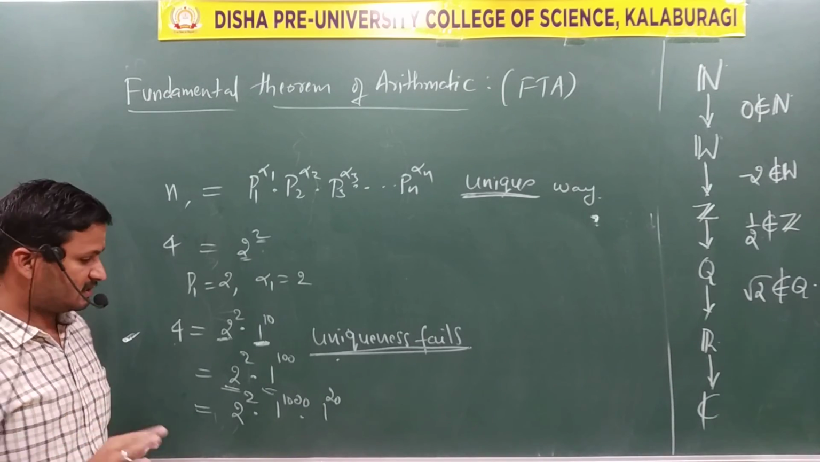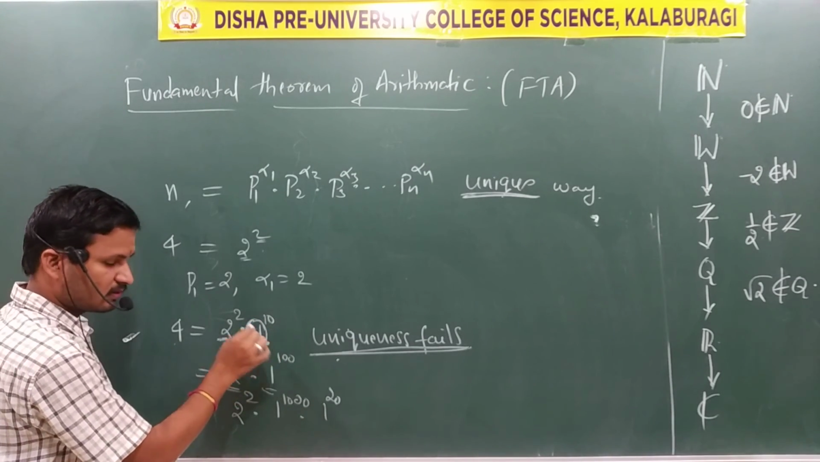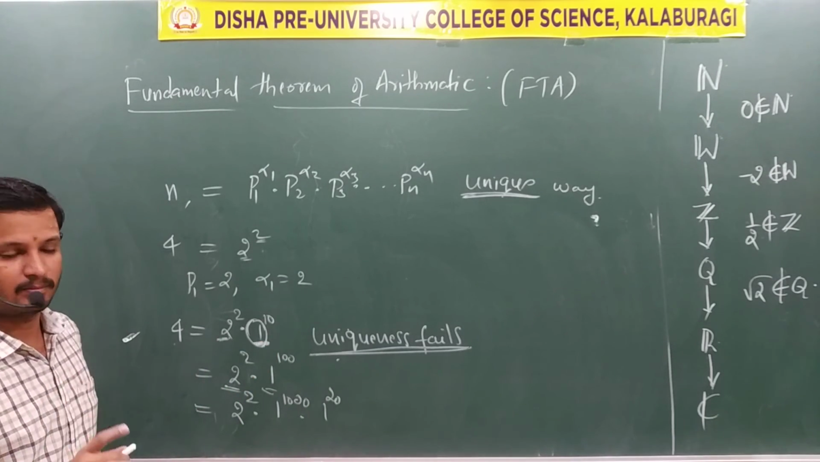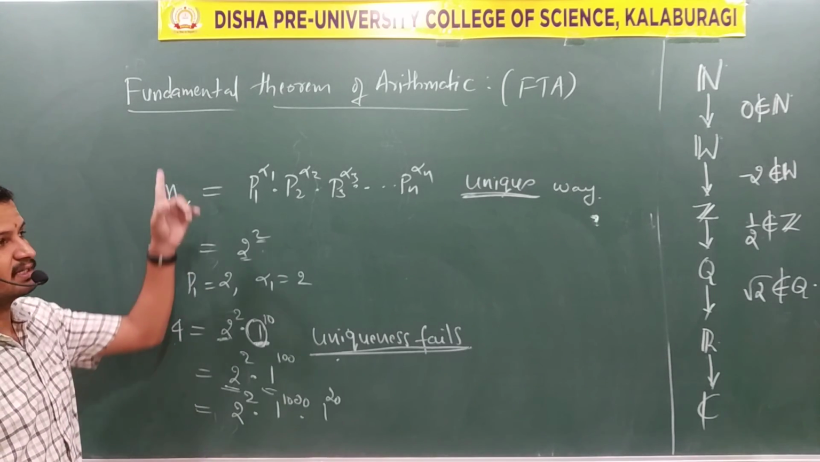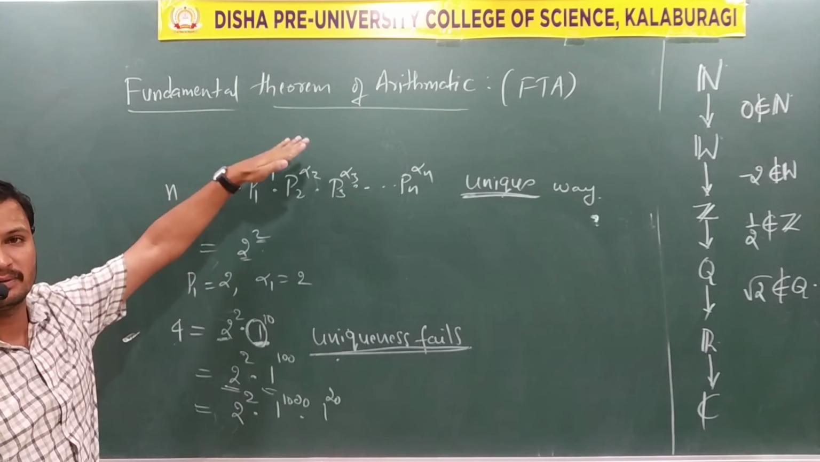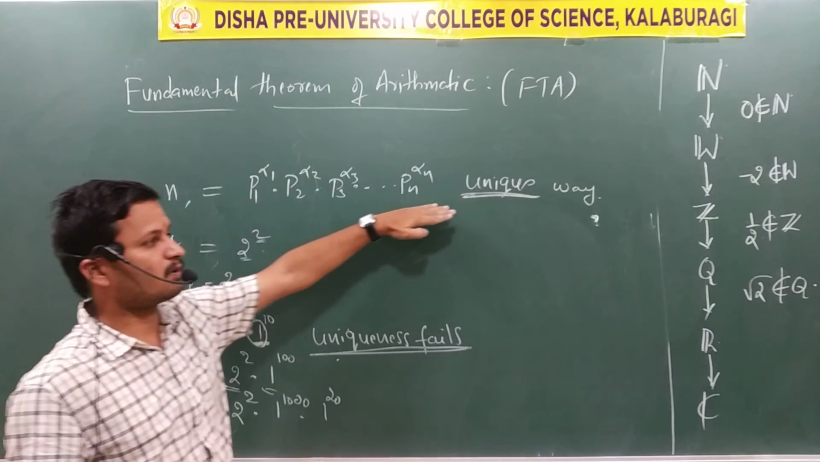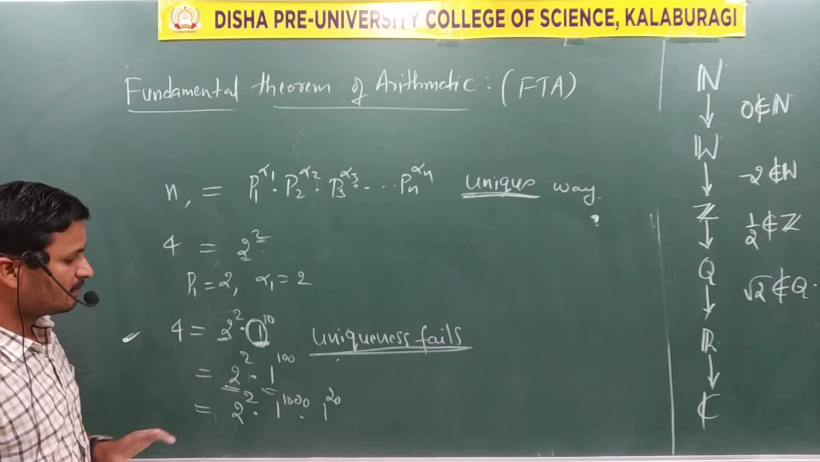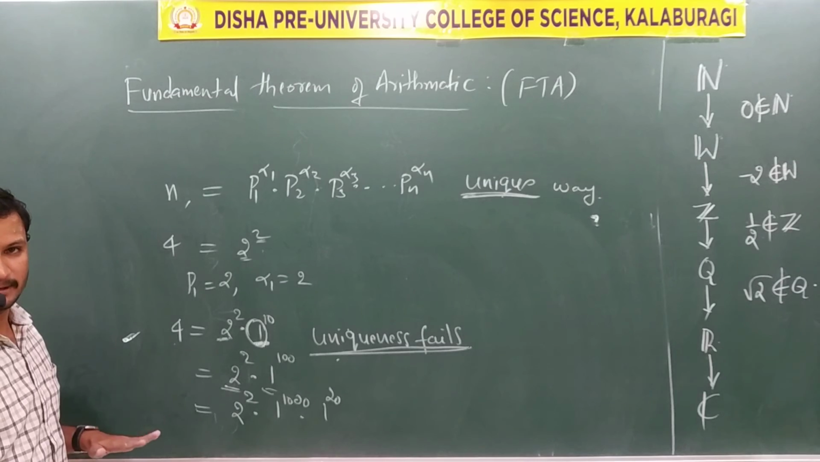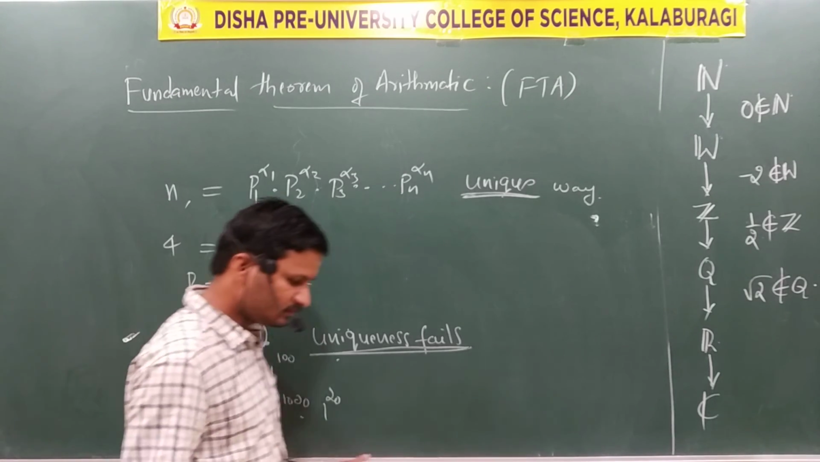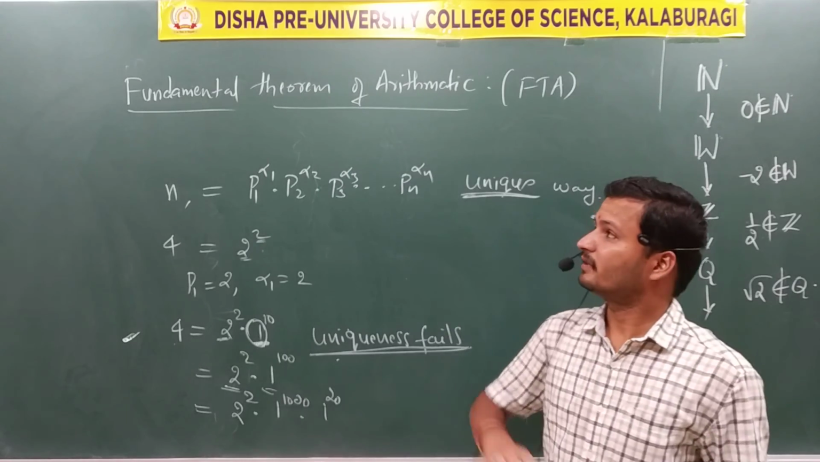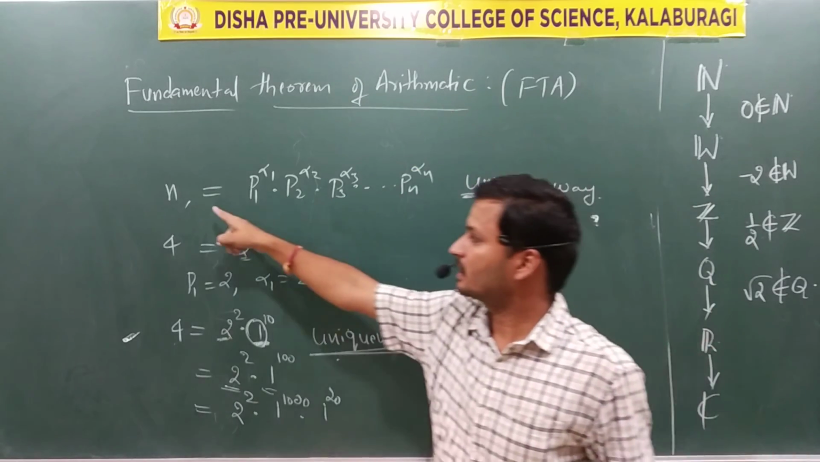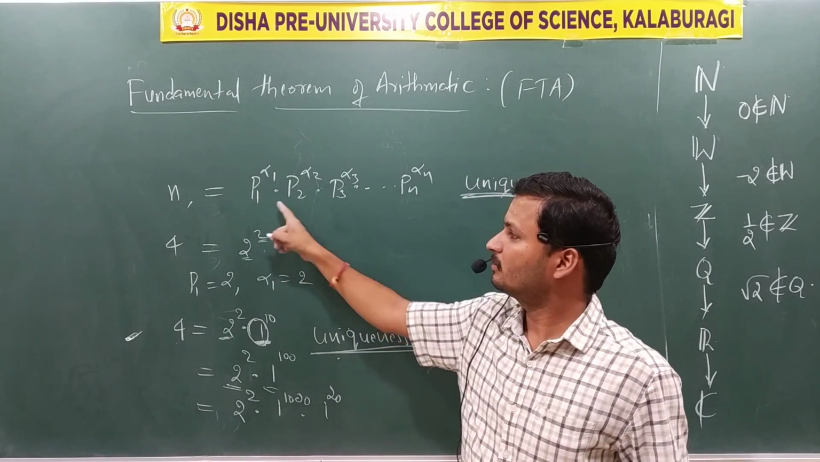So therefore, it is better not to assume 1 is a prime. So here 1 is not a prime number because otherwise the fundamental theorem of arithmetic fails. Because of the fundamental theorem of arithmetic, the uniqueness property must be satisfied. It is only possible when 1 is not a prime number. Is it clear? Yes. So 1 is not a prime number because of the fundamental theorem of arithmetic. It states that any natural number can be expressed as a product of prime powers.